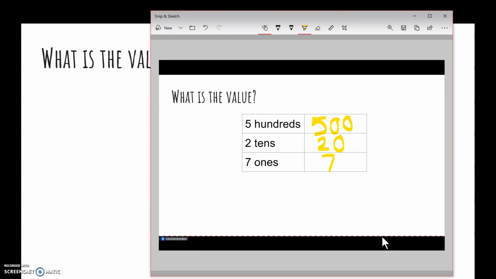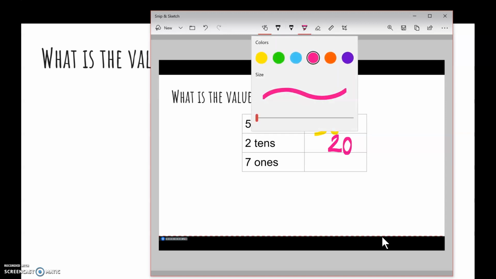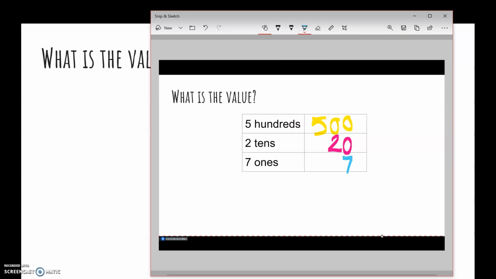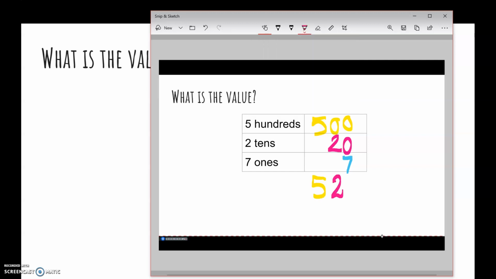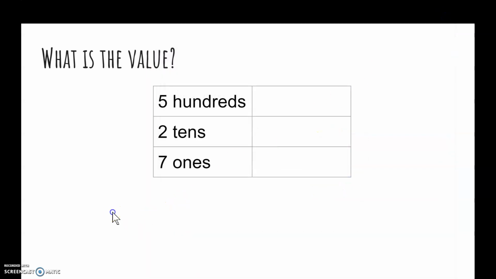If I add them up, but now I'm going to go a little bit backwards. I'm going to put it with different colors. So now I'm going to put 20 here. Keep them nice and neat. And then I'm going to put 7 here. So now I can see my place value is 527. Hopefully that will be it. But I'm going to destroy this one. If I pop it, it is 527.